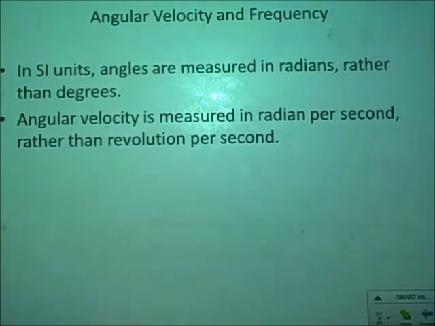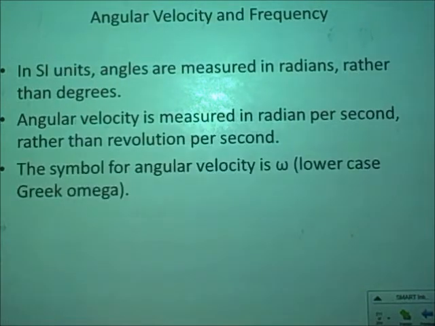Josh Lynch, if you can read out both bullet points, if you are there. If not, Josh Tulip. Bullet point number 1, bullet point number 2. Okay, excellent. Bullet point number 1, in SI units, angles are measured in radians rather than degrees. Bullet point number 2, angular velocity is measured in radians per second rather than revolutions per second. Okay, let's see what else we got.